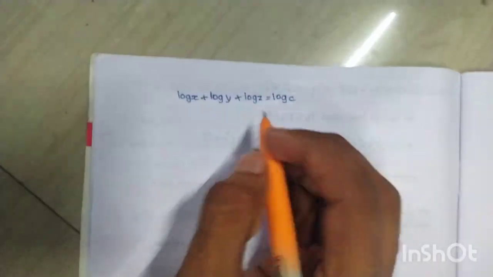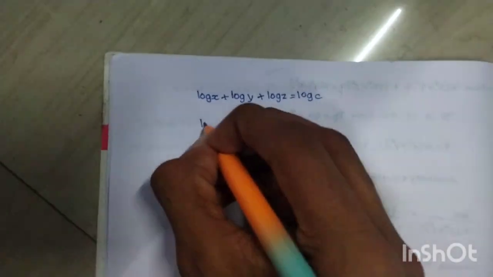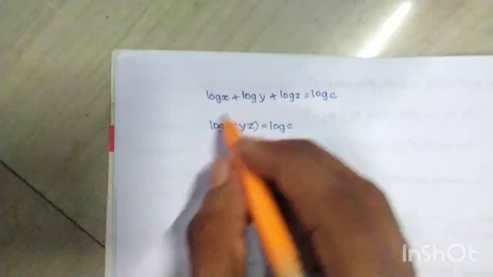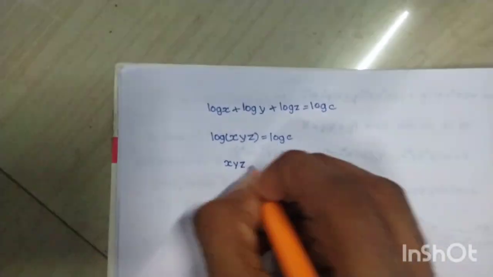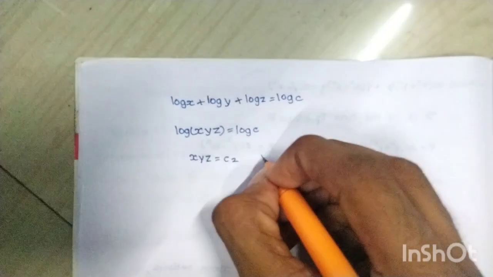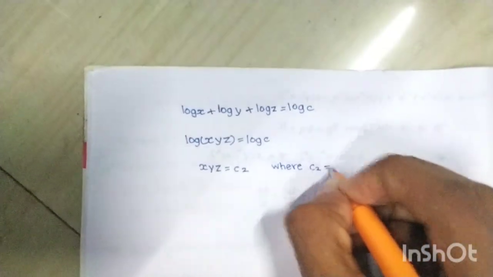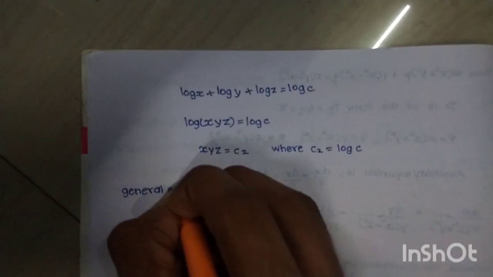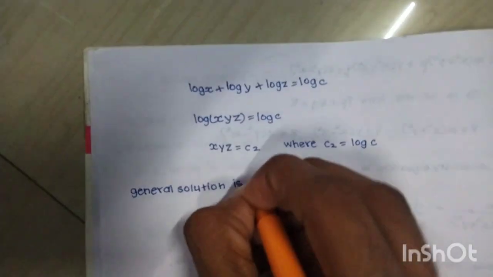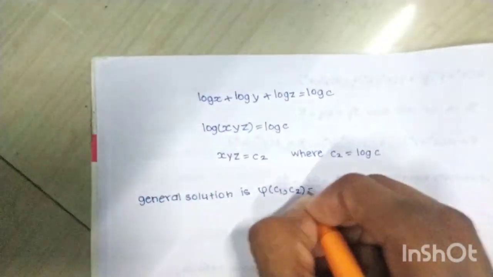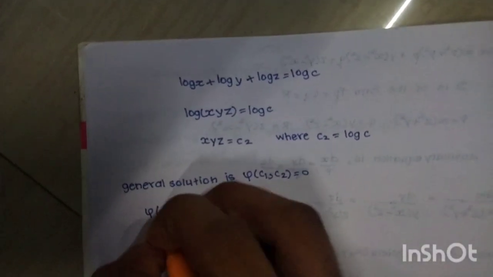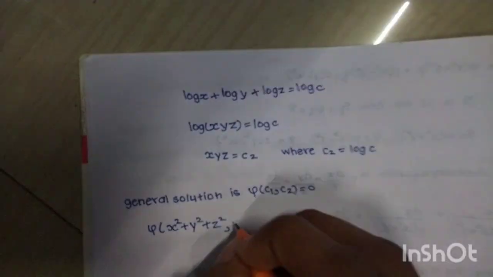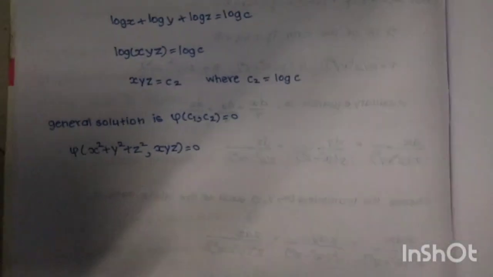So we know that log a plus log b plus log c we can write as log abc. Likewise we are going to write log xyz equal to log c. Here both sides have log, so cancel: xyz equal to c2, where c2 is log c. So general solution is psi of c1 comma c2 equal to 0. So c1 we arrived as x square plus y square plus z square, c2 we arrived as xyz, equal to 0.